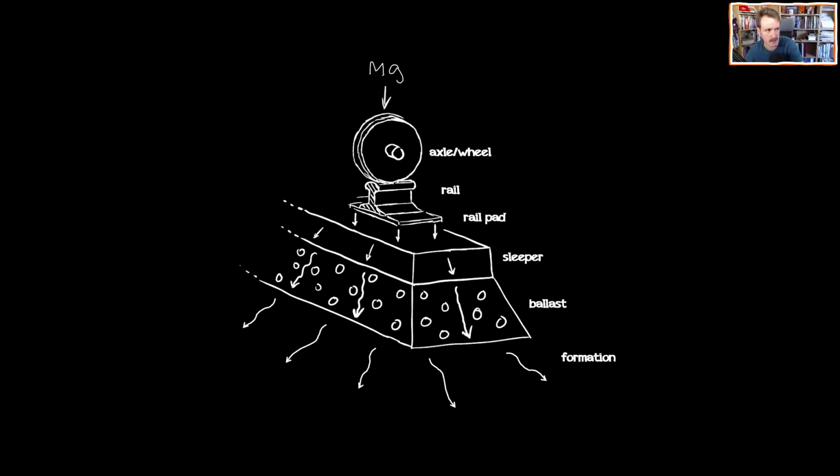F equals ma, we'll get there. Mass times the acceleration due to gravity, so a weight going down, which essentially provides, let's say, F. We've got a force from the weight of the train. It goes through the wheel, it transfers into the infrastructure through the wheel-rail interface, from the rail into the pad itself, then down onto the sleeper, and then through the sleeper, or slab track, whatever it might be, out into the ballast.